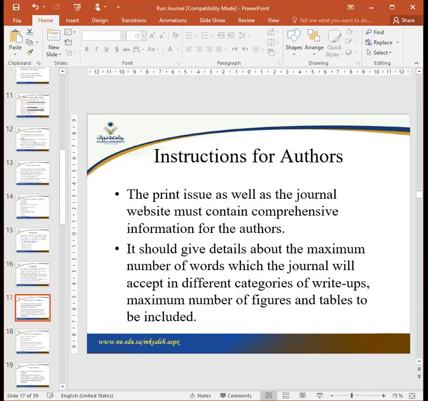The instructions for the author. The print issue as well as the journal website must contain comprehensive information for the author. It should give details about the maximum number of words which the journal will accept in different categories of write up, and the maximum number of figures and tables to be included. It should provide a comprehensive guideline to the author, including the journal policy regarding plagiarism.